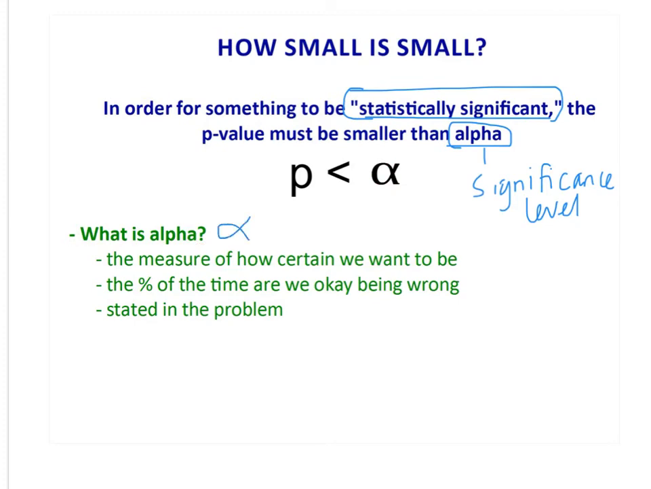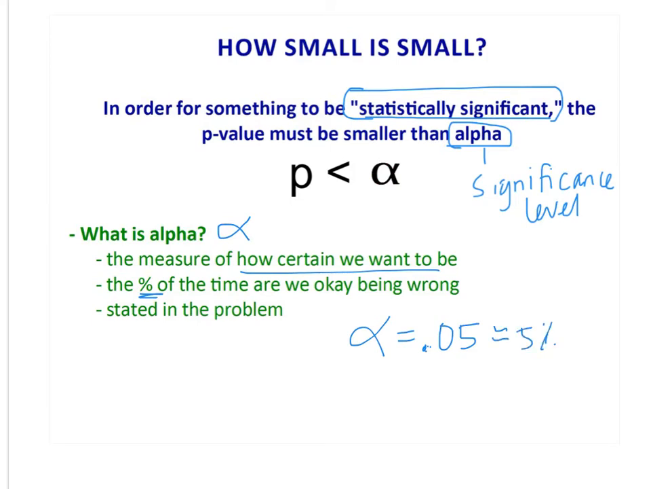It's the measure of how certain we want to be, or the percent of time we're okay being wrong. So usually alpha is going to be like 0.05, meaning we could be wrong 5% of the time and be okay with that.